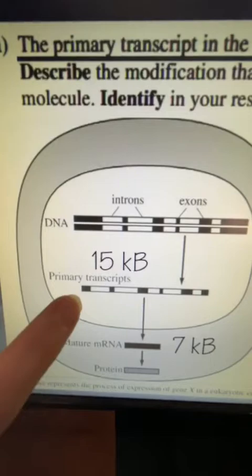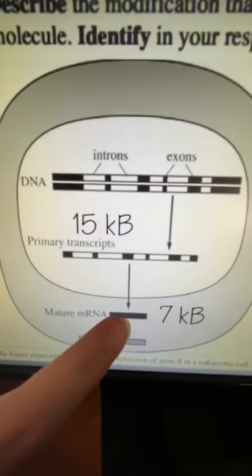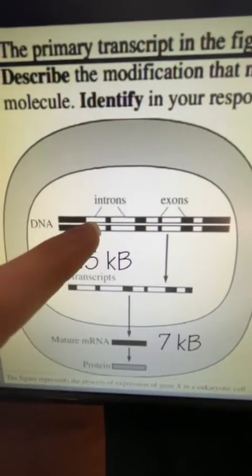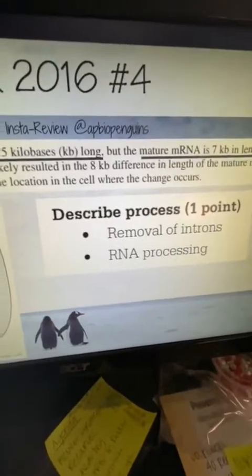So how can we use a diagram to help us? What can I get out of this diagram that would allow me to get the points even though I know nothing? Look at your picture. When I had 15, I got these black spots and these white spots. When it's 7, I only have the black spots. What was cut out? Oh, look, the white spot's gone, and the white spots are called introns. So you get a point for saying that you removed the introns. Seriously? You just got a point for looking at a picture and noticing that there was something different. So I just said that the introns were removed. See how easy it is to get a point sometimes by just looking at a diagram?